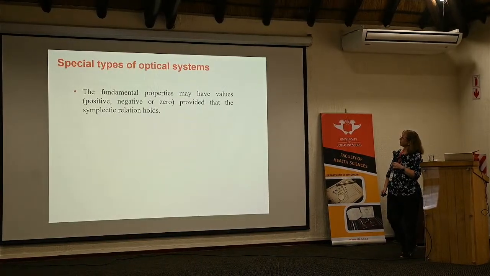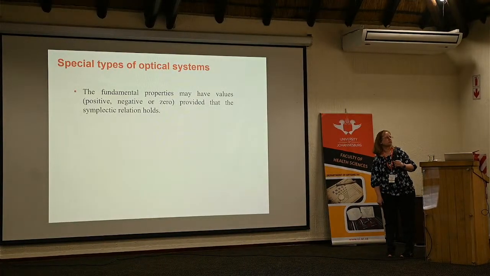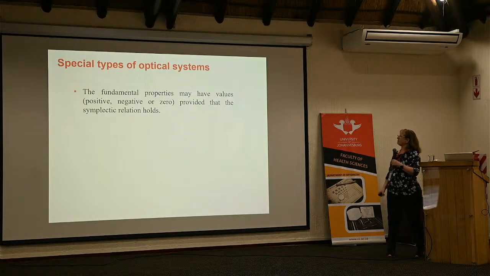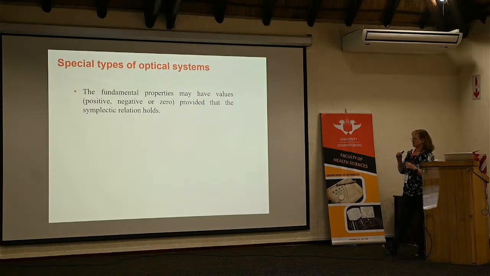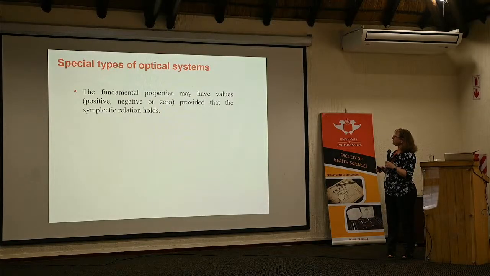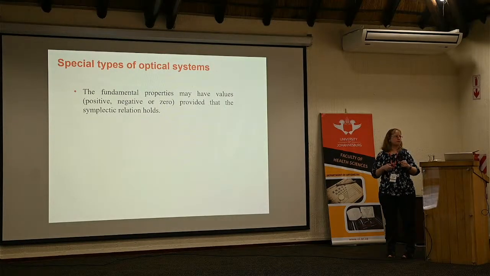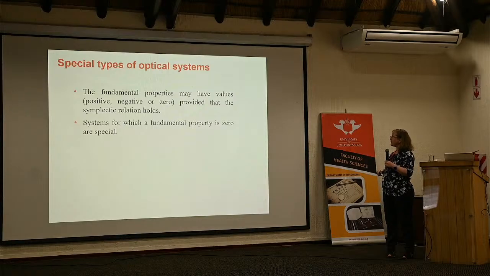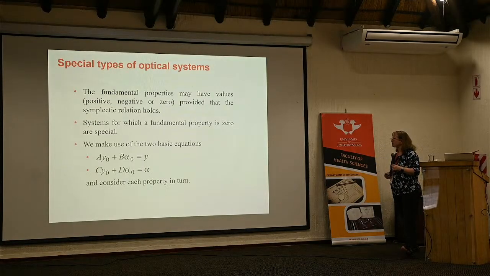Right, we have 4 special systems. So the fundamental properties can have any value. It can be positive, negative, or 0, provided that the symplectic relationship holds. And systems for which a fundamental property is 0 represent special systems. I'm going to go through that.